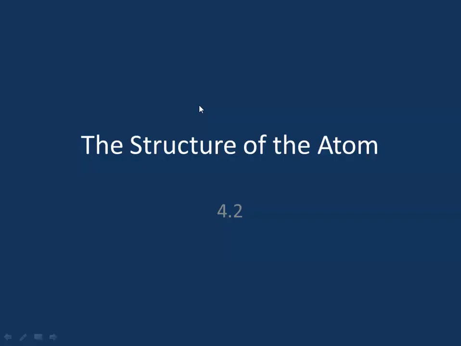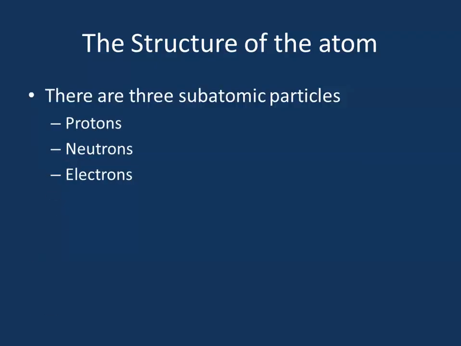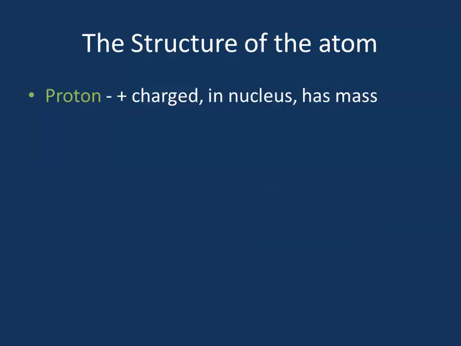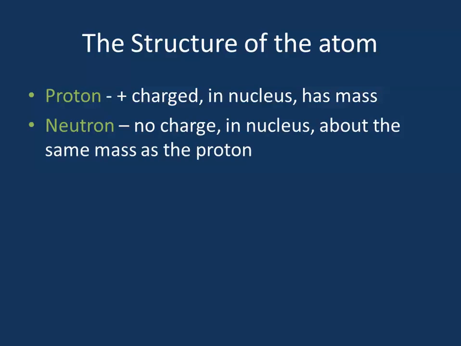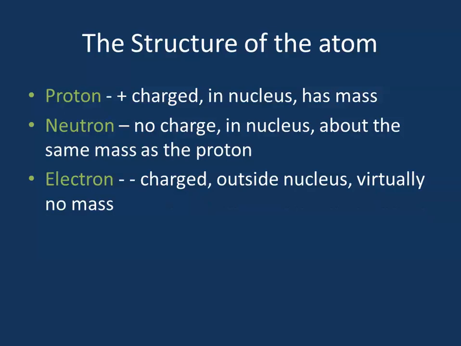All right, guys, we're going to talk about the structure of the atom today. You already know there are three subatomic particles: the proton, neutron, and electron. Proton has a positive charge in our nucleus, and it has a mass. Neutron, no charge, in the nucleus, and has the same mass as the proton. Electron has a negative charge, and it's outside of our nucleus in the cloud, and it really has no mass compared to our proton and neutron.